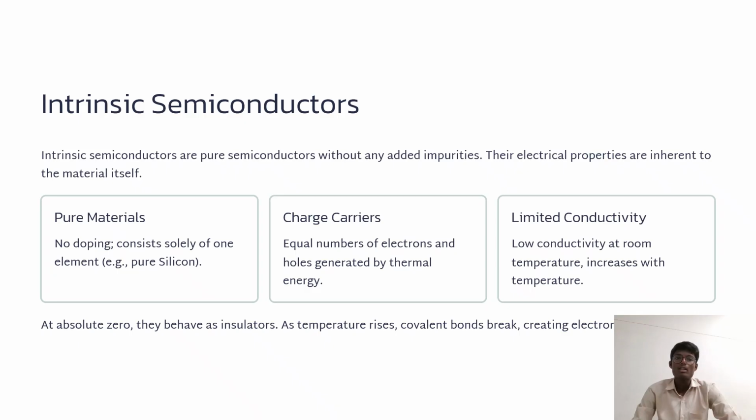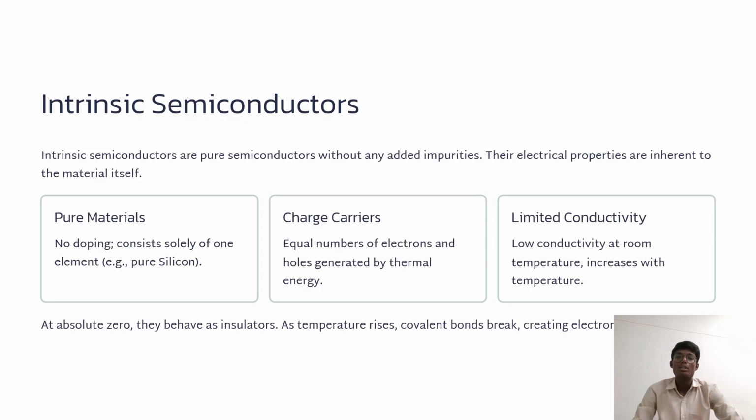Next, what are intrinsic semiconductors? Intrinsic semiconductors are pure semiconductors without any added impurity atoms, and the electrical properties are inherent to the material itself. There are no impurity atoms, meaning no doping, just pure silicon atoms. The number of charge carriers is equal: electrons and holes generated by thermal energy.